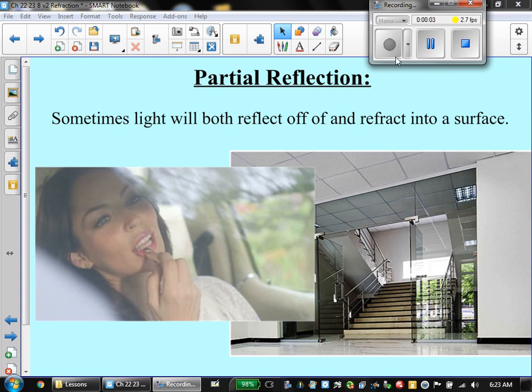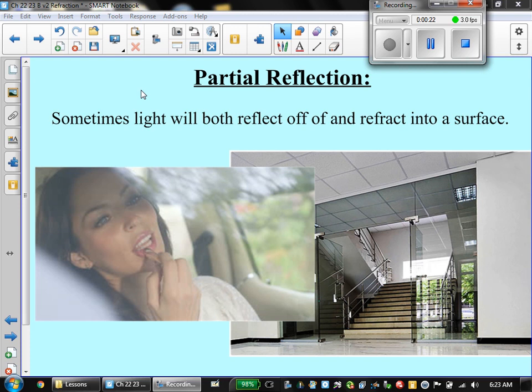Okay, we want to continue now with our refraction unit. Within refraction, we can actually get something called partial or internal reflection. This will be important for this chapter, but also when we get into quantum, some really strange things happen with light. Light is a very peculiar particle wave. It's got a duality, which we'll talk about a little bit later.